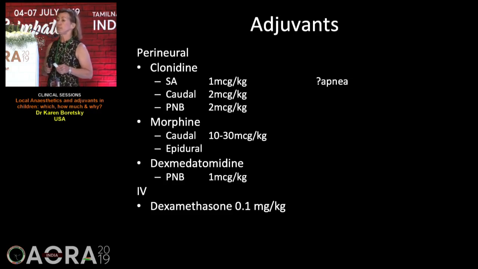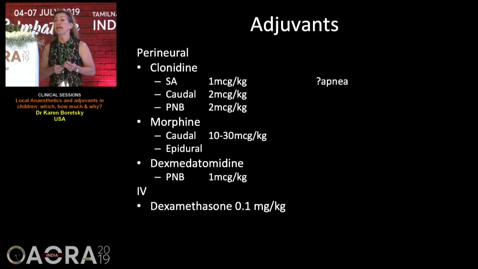With morphine, by giving 10 to 30 mics per kilo in the caudals, we see an increased duration, and for the peripheral nerve blocks, we see with dexmedetomidine, if you give 1 mic per kilo, we're actually seeing an increased duration by about 3-fold. For intravenous adjuvants in kids, we don't have good data on IV dexamethasone, but the adult data supports giving 0.1 milligrams per kilo as a bolus dose.